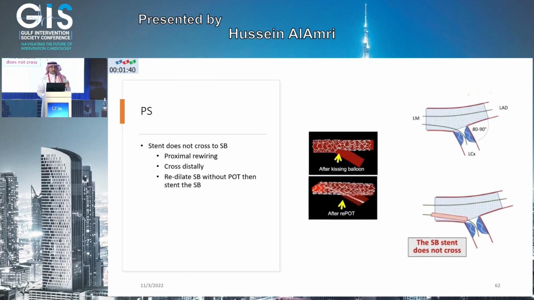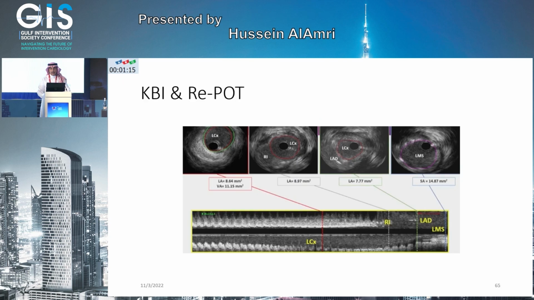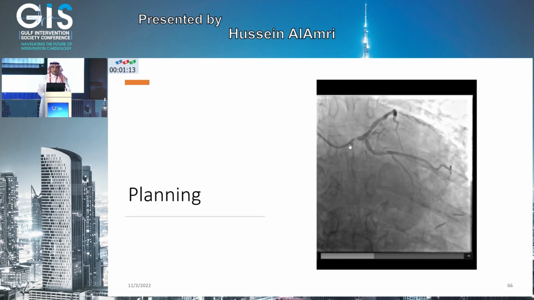Again, remember that when you cross proximal or in provisional stenting, most likely you will have more difficulty in the procedure. POT landing zone is very important. In this example, the patient had provisional stenting, and then POT was done too distal. The CSA was normal initially, but after POT it became less than 4, and he had kissing balloon inflation.